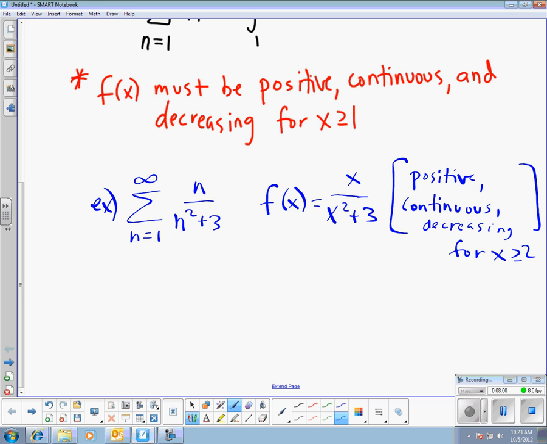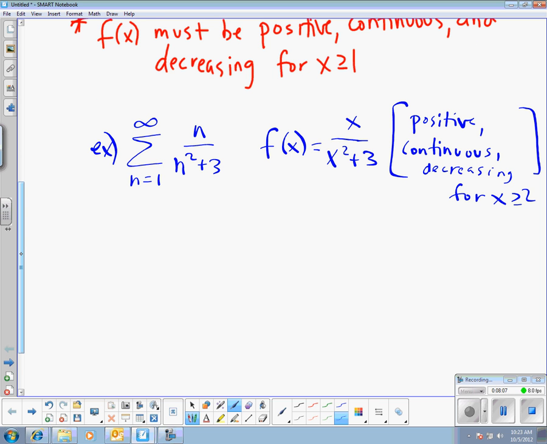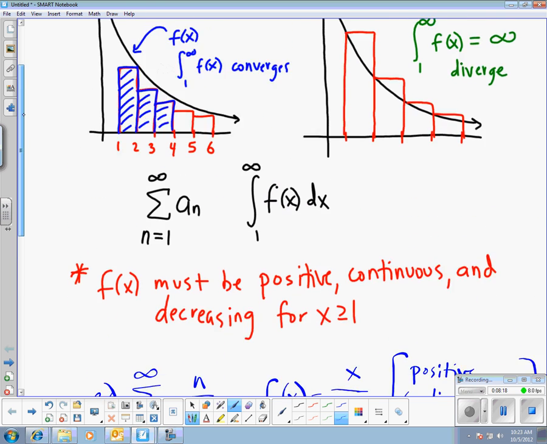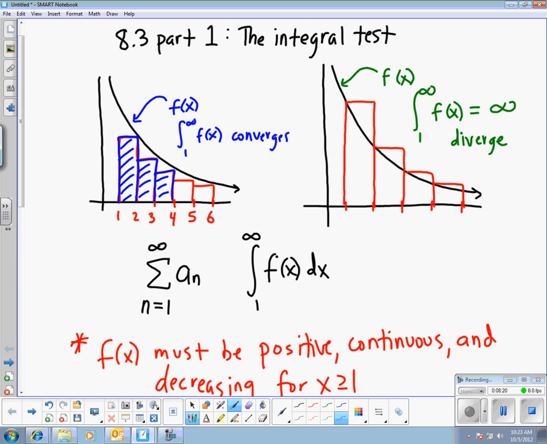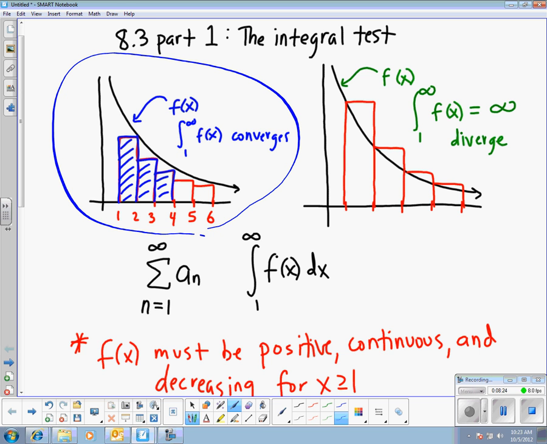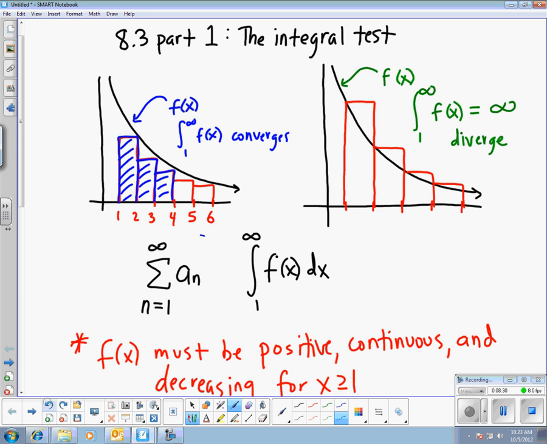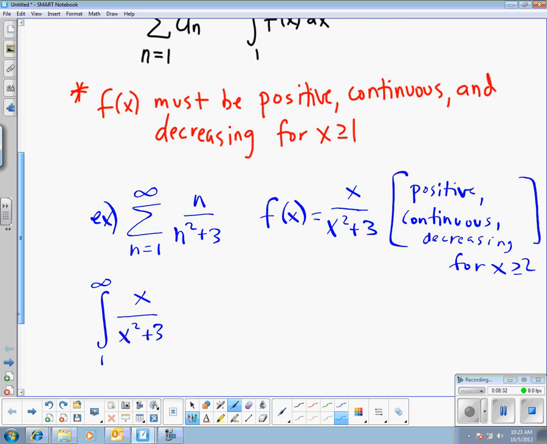about previously. So those technicalities out of the way, the only thing left to do is to integrate this function from 1 to infinity and see what we get. Okay, either this is an integral that converges, in which case the series would also converge, or it diverges, in which case the series would also diverge. And we're just sorting out which of those two it is. This is called the integral test.